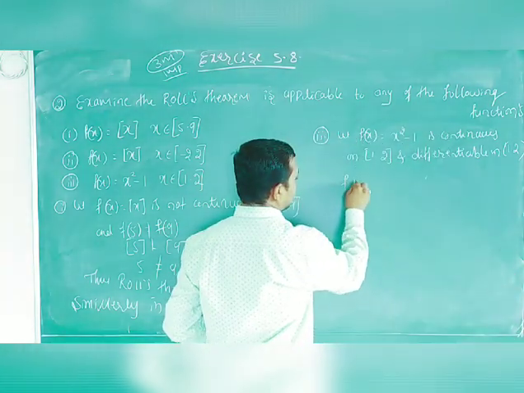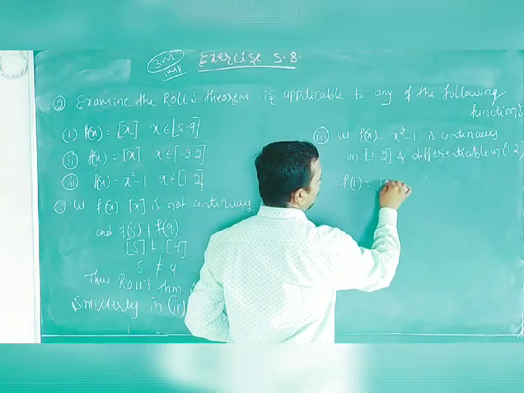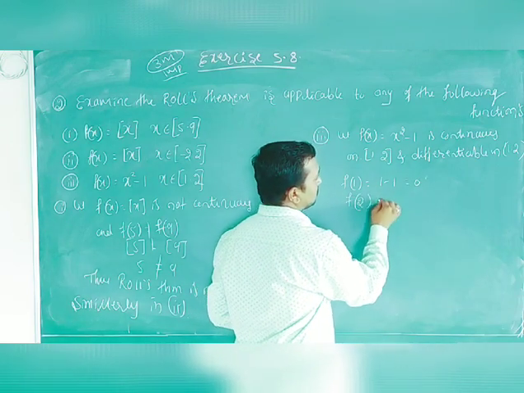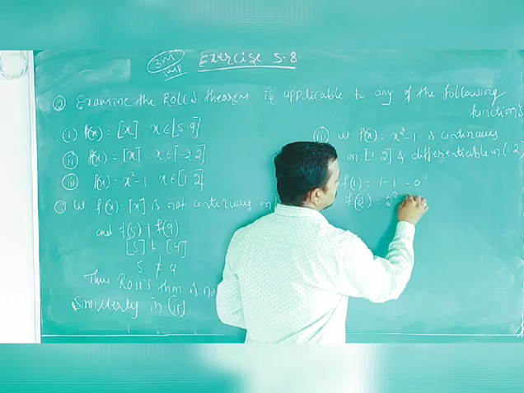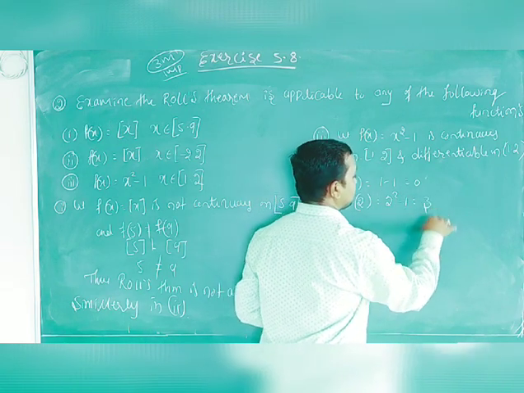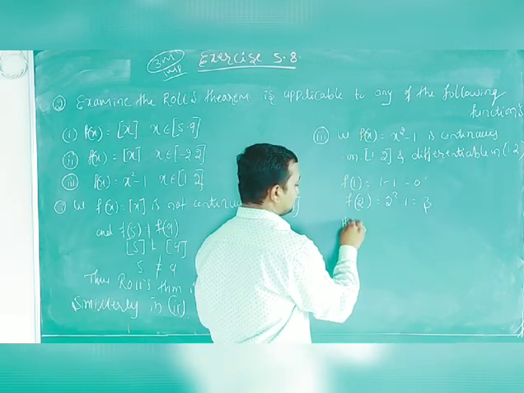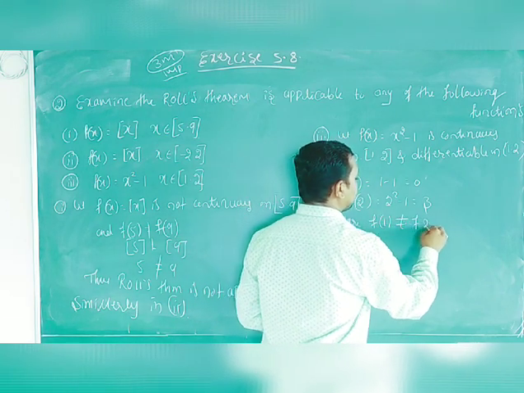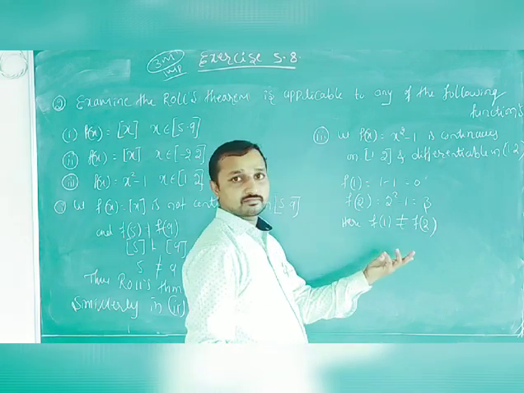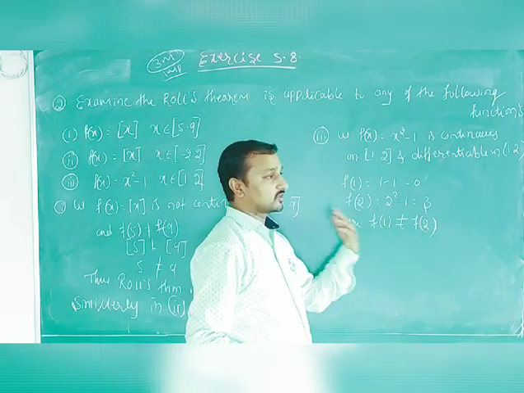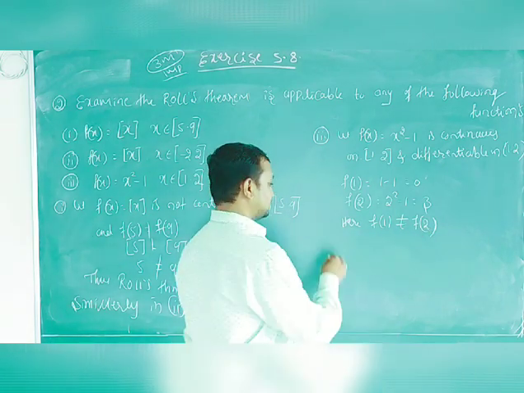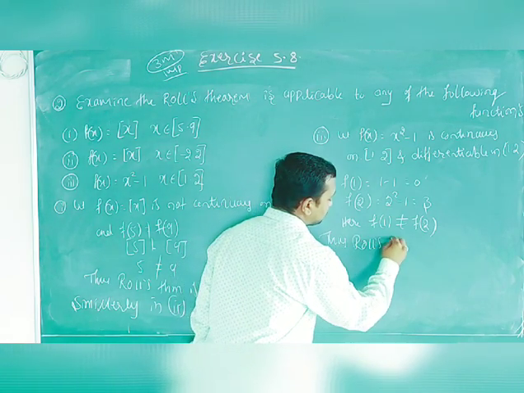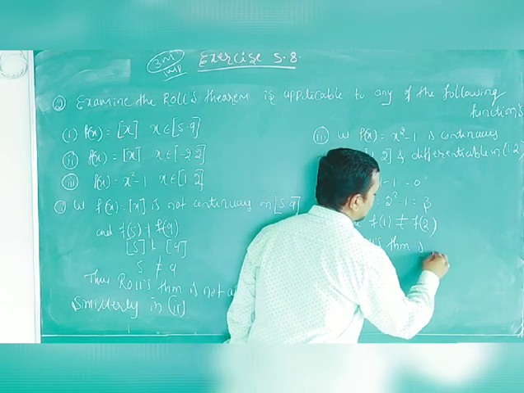Here f of 1 is equal to 1 minus 1, equal to 0. f of 2 is equal to 2 square minus 1, that is 3. Here f of 1 is not equal to f of 2. This is not verified. Automatically Rolle's theorem is not applicable. Thus Rolle's theorem is not applicable.